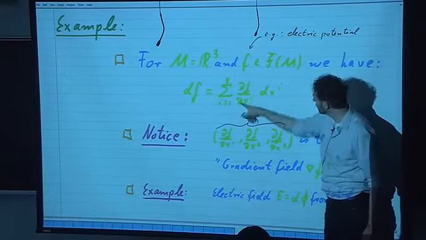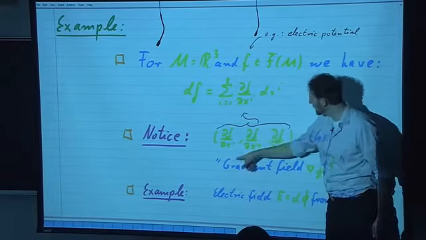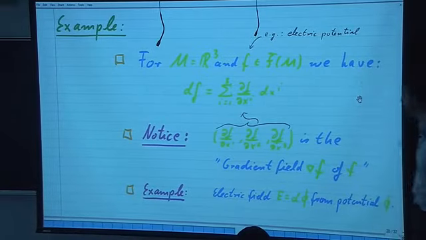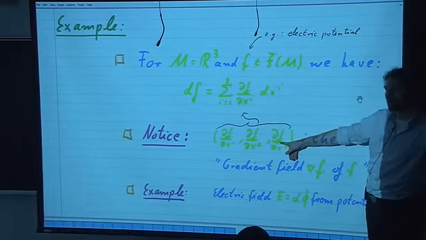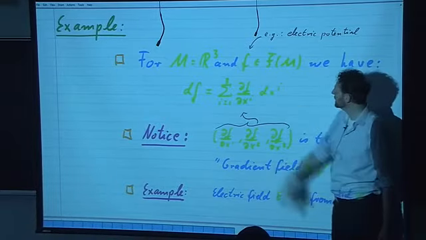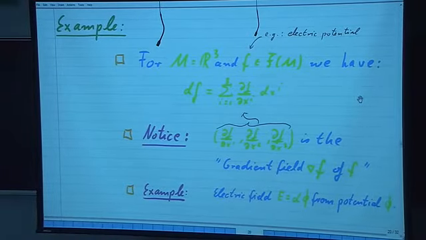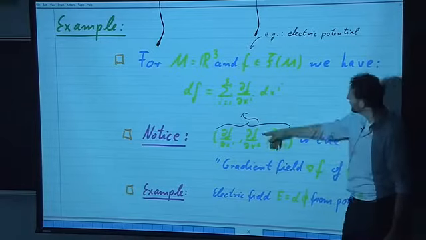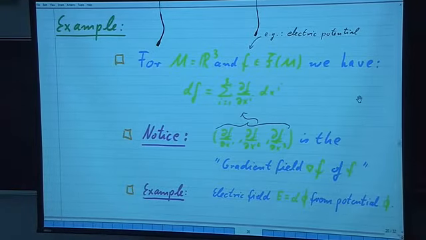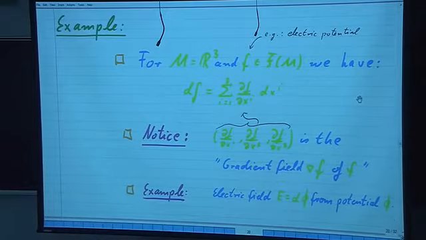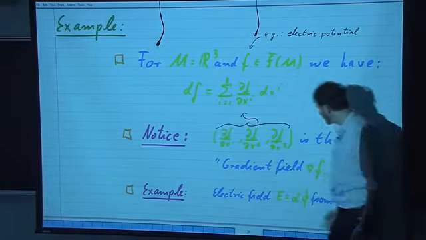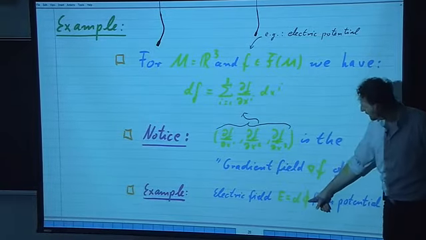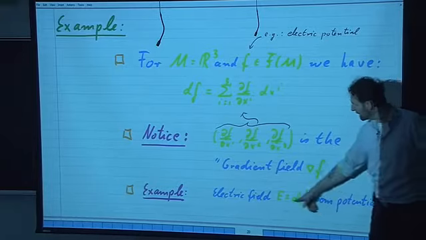Its coefficients are those three numbers here, d by dx1, d by dx2, d by dx3 of f. Remember, you've seen that before. You've known this as the gradient. If f is, let's say, an electromagnetic potential phi, then these three numbers are the gradient field, the electric field corresponding to the electromagnetic potential phi. So what we see here is that if phi is an electromagnetic potential, then d phi is the electric field.